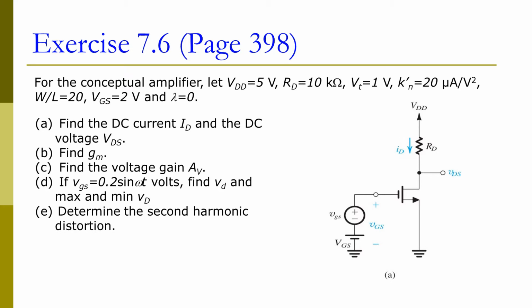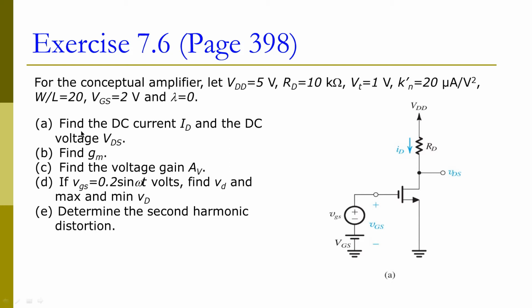Now let's take a look at another example for a similar amplifier concept. Now VDD equals 5 volts, RD equals 10 kilo ohm, VT equals 1 volt, Kn prime equals 20 microamps per volt squared. W over L ratio is 20, and VGS is 2 volts, and lambda equals 0, which means we are going to ignore the early effect.